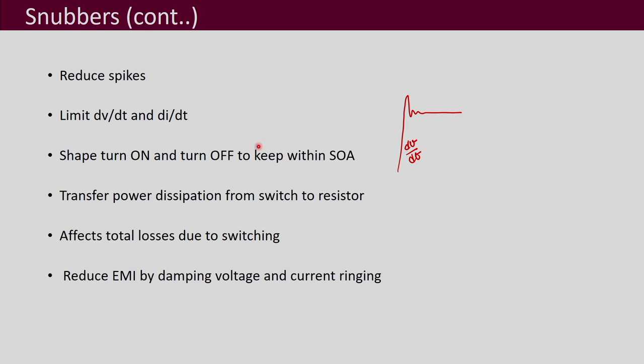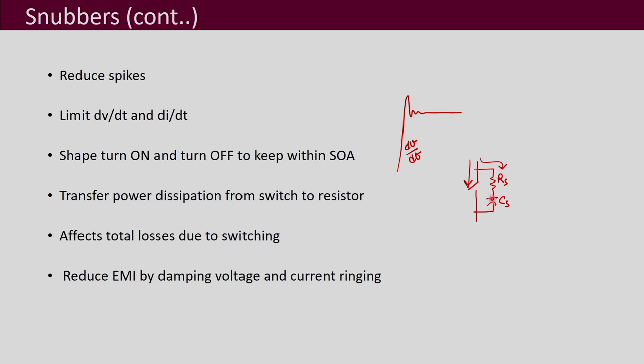Basically, snubbers can help you shape turn on and turn off to keep within the safe operating area. Then next is transferring power dissipation from switch to resistor. When we have this switch and you add an RC snubber over here, some of the current which was flowing through the device is now going to get transferred to the snubber. Whatever loss was earlier happening in the switch will now be transferred to this snubber. So you are reducing the stress on the device. Resistor here means the snubber resistor, and this transfer is possible with the help of the snubber. Then that is going to affect the total losses due to switching.